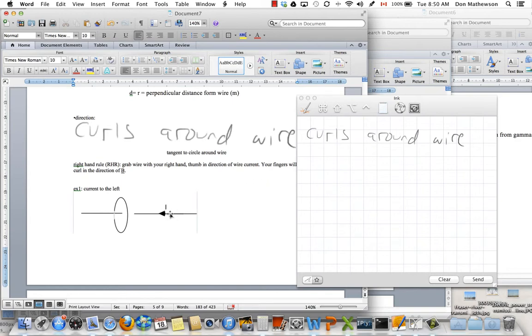So right here, with the current going to the left, you grab it so that with your right hand, your thumb points to the left, and observe the direction of your fingers curling. You see they're going up in the front of the wire and down in the back of the wire. So on top of that diagram, you can just superimpose this. So the curl is going to be going up in the front, and then it's going to be going down in the back. So that's the direction that the magnetic field is curling around that wire.